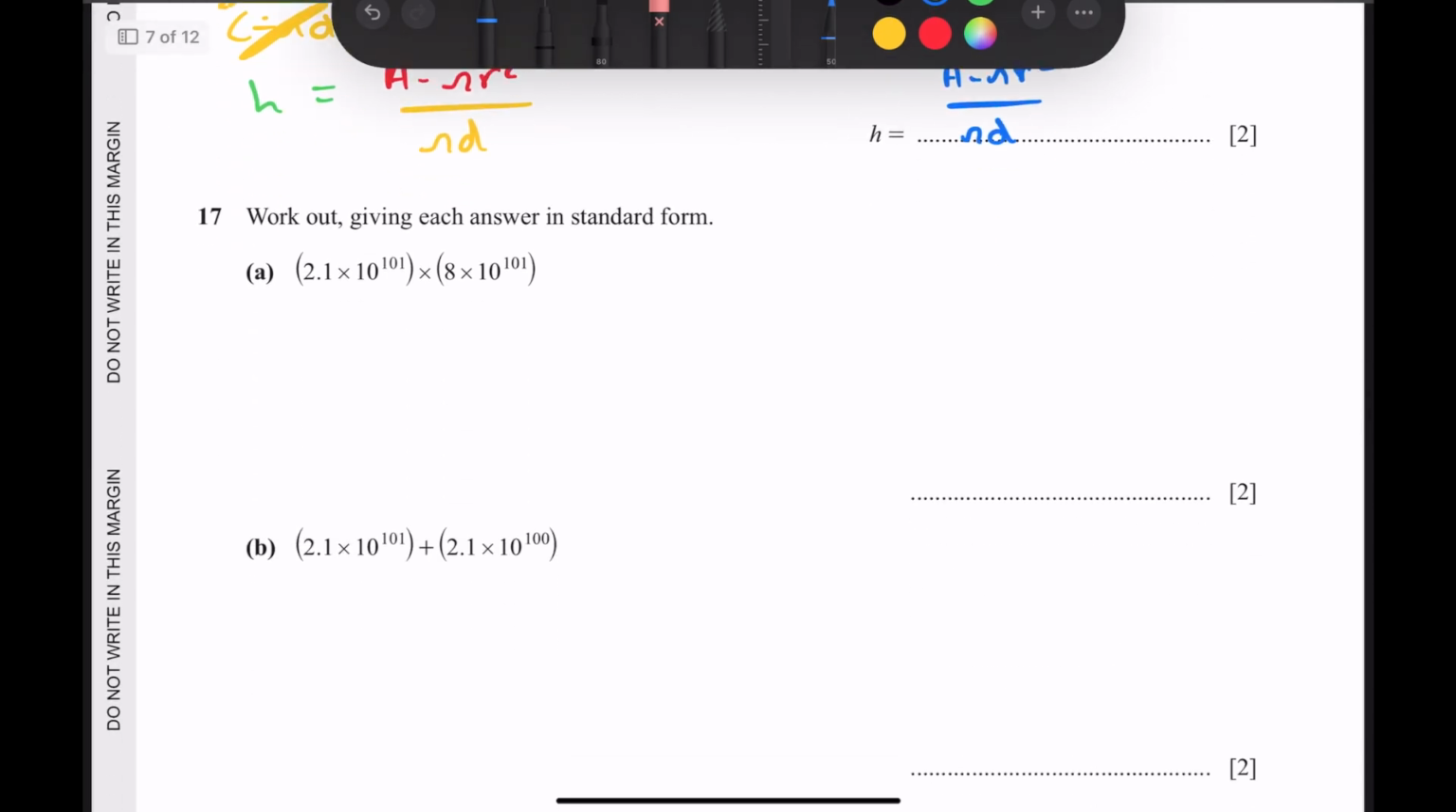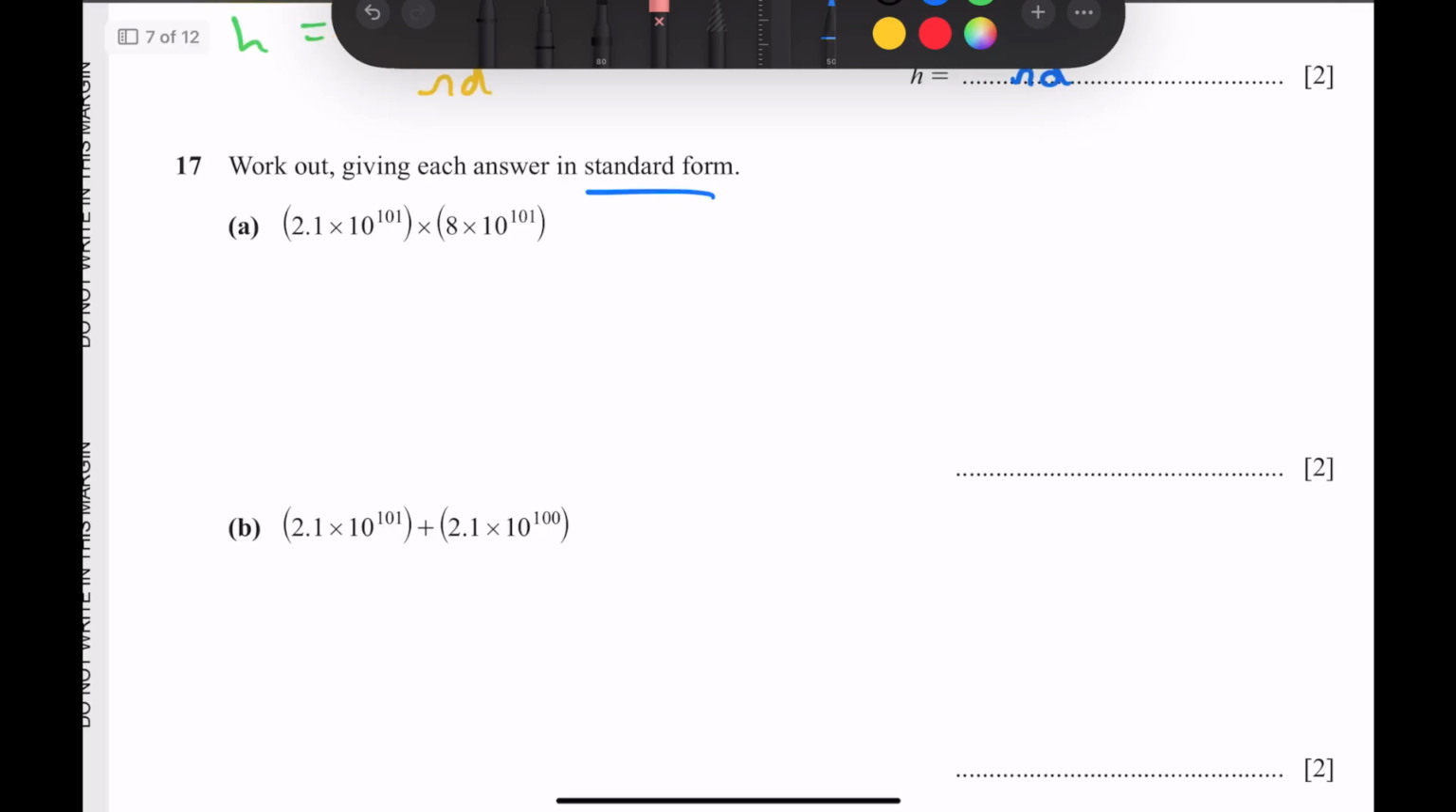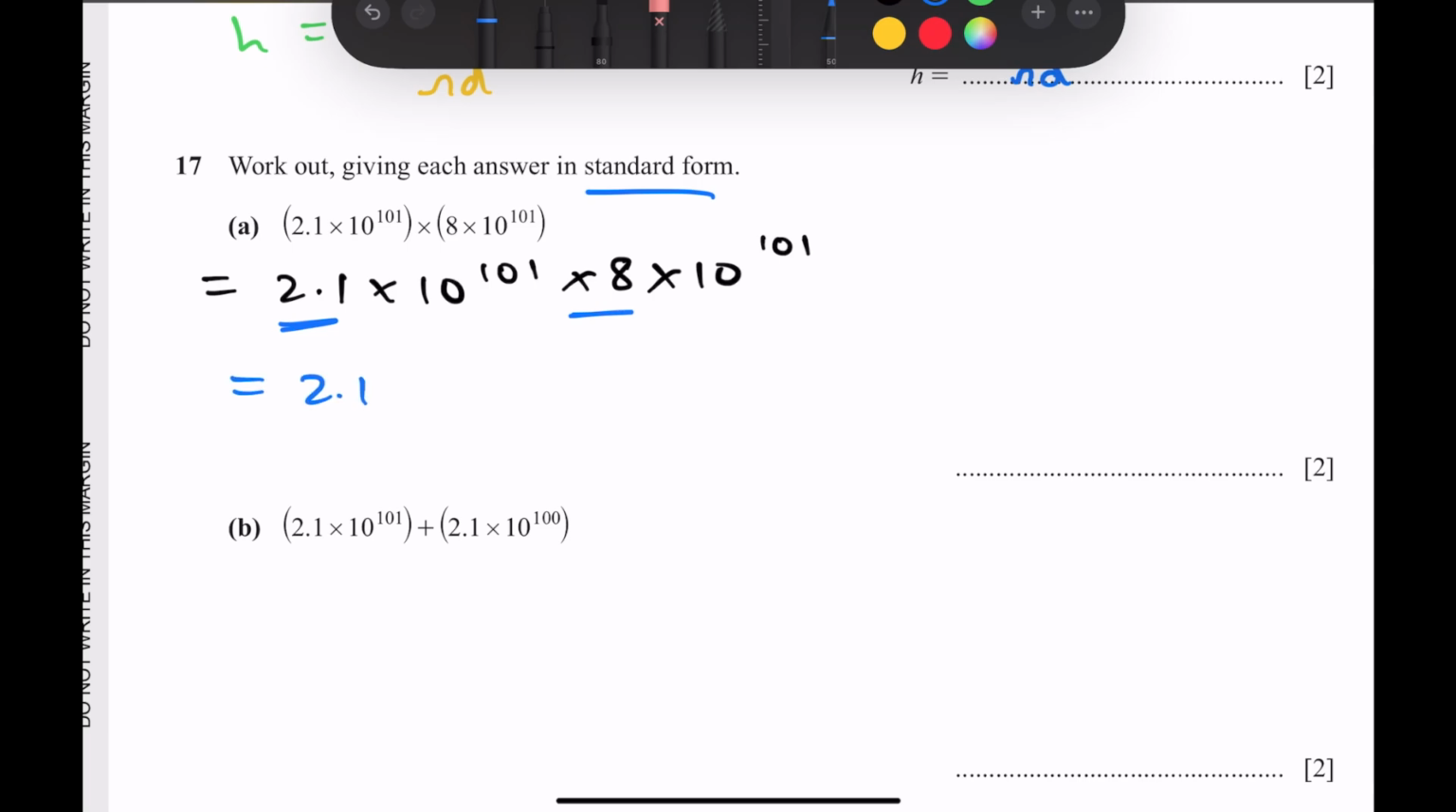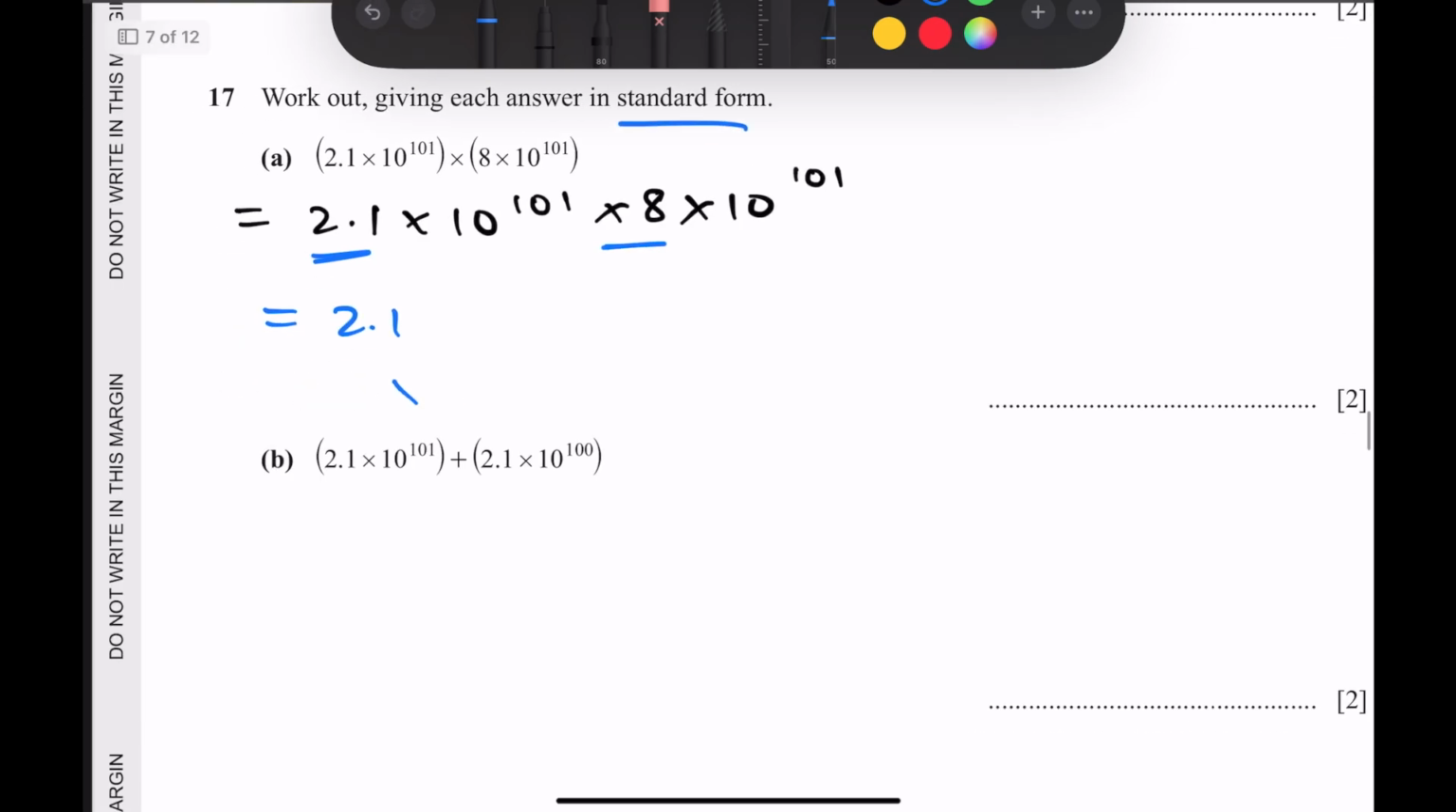Question 17 says to work out, giving each answer in standard form. Part A says 2.1 times 10 to the power of 101 times 8 times 10 to the power of 101. So if we break this down by removing all the brackets, this is equal to 2.1 times 10 to the power of 101 times 8 times 10 to the power of 101. So we can multiply 2.1 and 8, which is 2.1 times 8, and we can take these two terms as well, times 10 to the power of 101 times 10 to the power of 101.